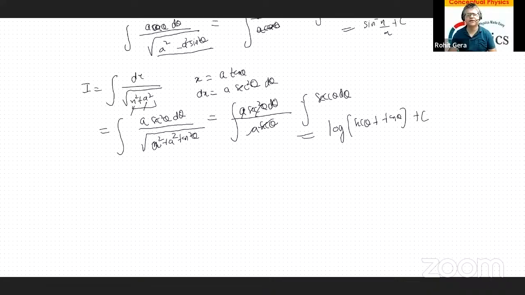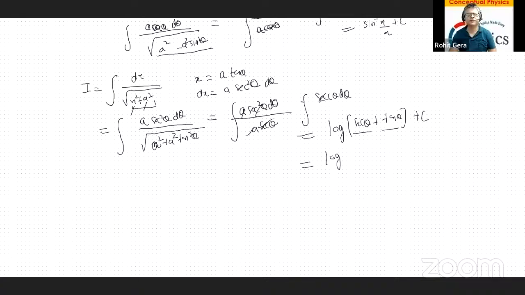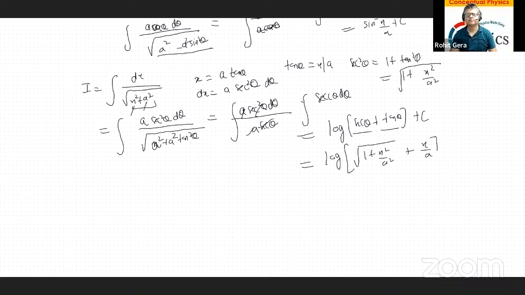So now you can put the values back. x की ये secant थीटा का इंटीग्रल ये. So log of, so we know tan theta from here will be x by a. So secant squared theta is equal to 1 plus tan squared theta is equal to 1 plus x square by a square. So under root of 1 plus x square by a square plus x by a. Answer. But ये जो है x square plus a square, this gave me a very good hint how to solve it.